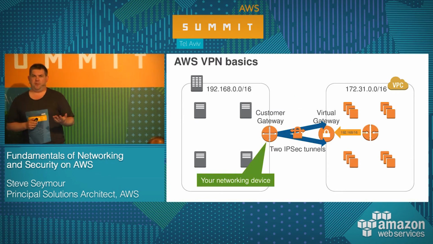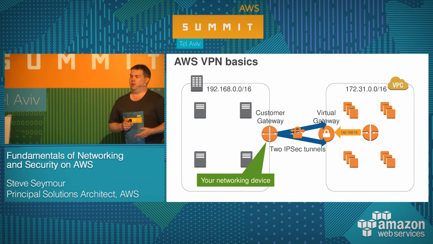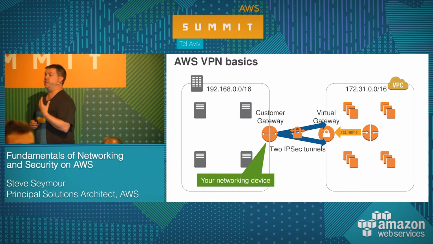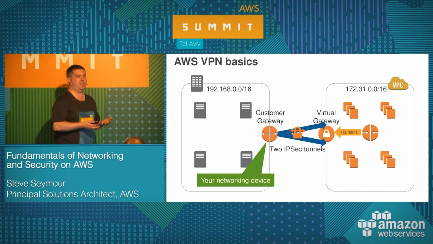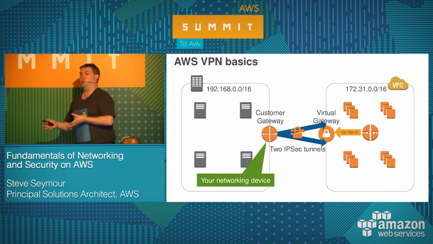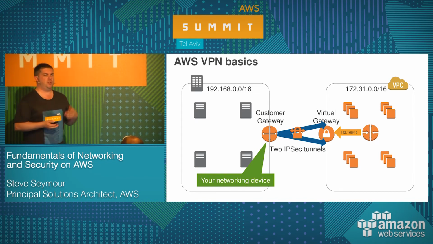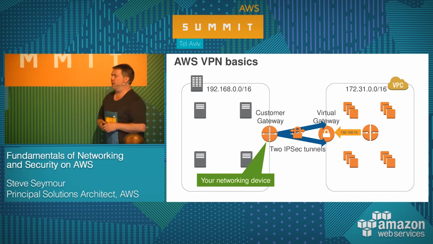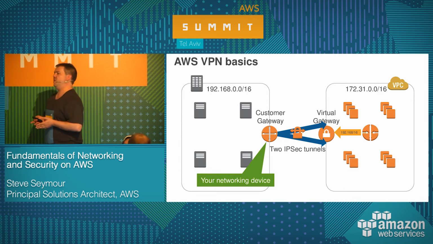VPN is probably quite self-explanatory, but let's start with the building blocks that you need to make these connections. First of all, you're going to need a device in your network. We refer to this as the customer gateway, some sort of router, a device that can talk IPsec VPNs, perhaps. On the AWS side, we need something to connect to, so we're going to create a virtual private gateway. And between these two components, the customer gateway and the virtual private gateway, we're then going to build our VPN connection. Now, in AWS terms, a VPN connection is two IPsec tunnels.